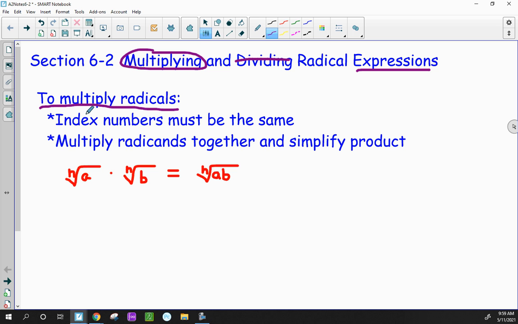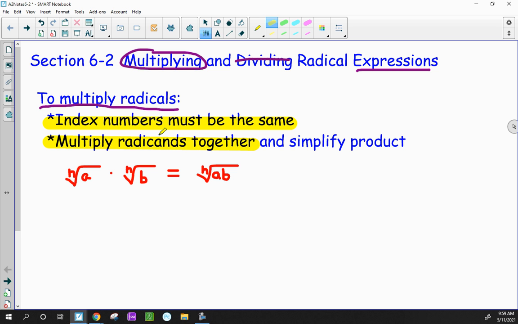Two things you must check for. Number one, make sure the index numbers are the same. You cannot multiply a square root times a cube root, or a fourth root times a fifth root. So the index number must be the same. That's your first check. Secondly, you're going to multiply the radicands together.